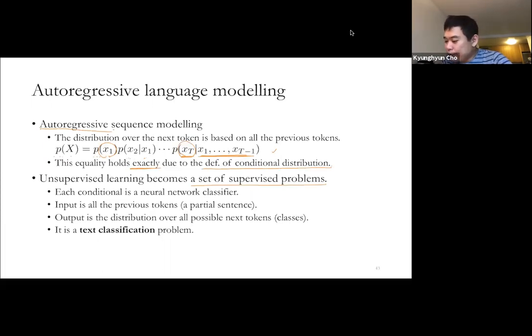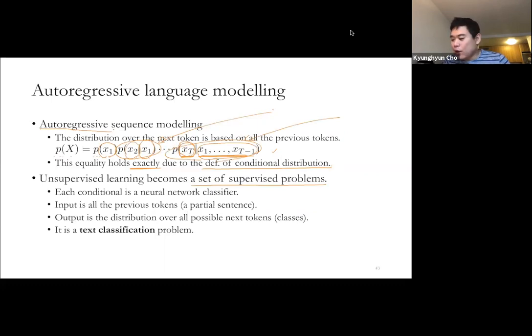Why is that? If you look at each conditional, let's look at this one in particular, what we see is that it's really nothing but a text classification, where the input is going to be X1, and the output is going to be X2. Now let's look at the last one as well. The last one is text classification because the input is going to be X1, X2, all the way to XT minus one, and the output is going to be X capital T.